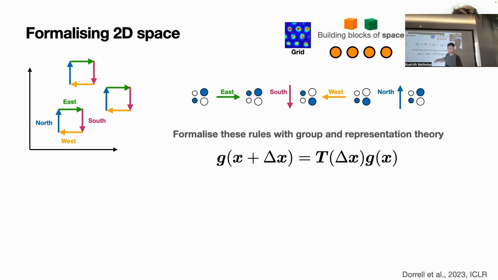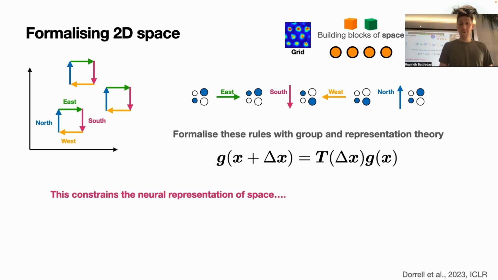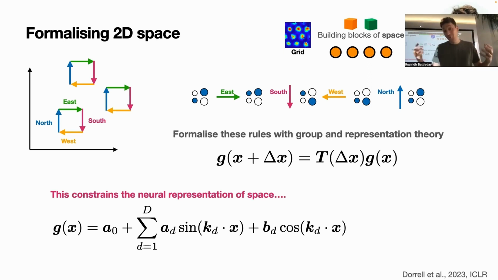But of course, when you know what a matrix looks like, and you have a simple relationship between where I am in space now, we can get some understanding of how a matrix constrains the neural representation of space as well. And it looks like the following form.